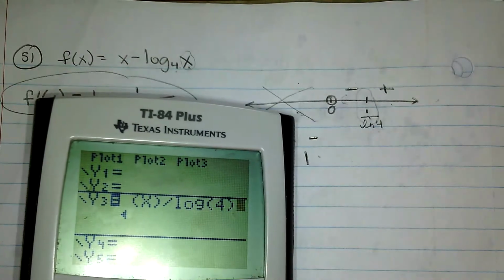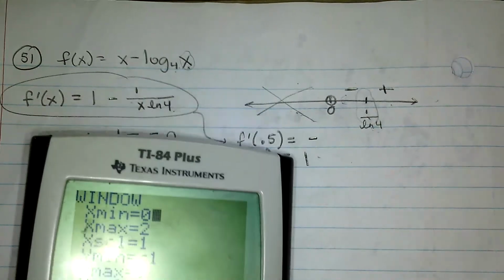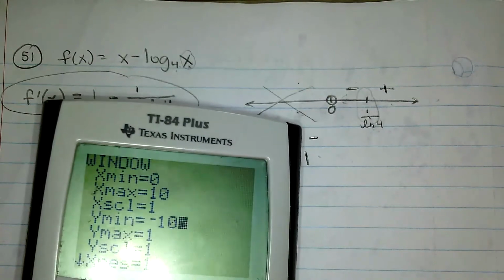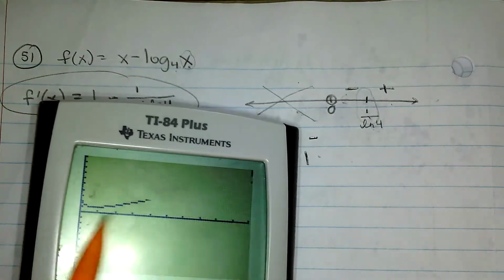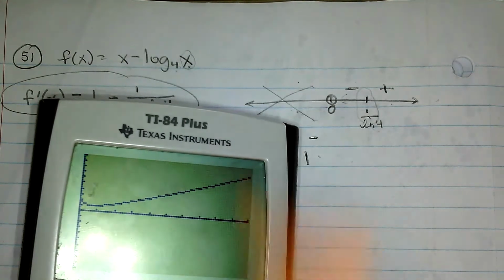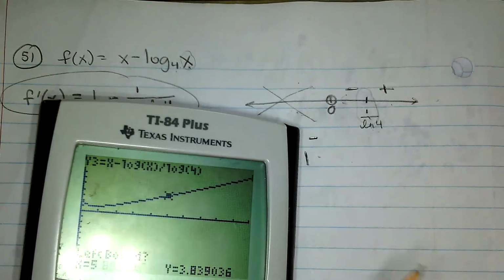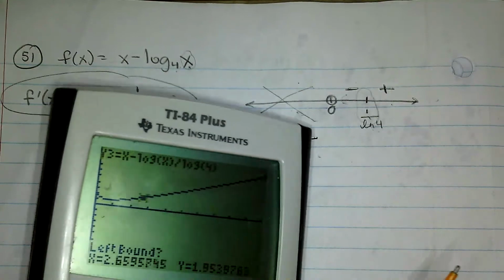And then zoom, let's check our window, 0 to 10 we'll say, and negative 10 to 10 just because I'm not sure what's going to happen. Okay, so there's a little dip early on, and there we have the relative extrema. If I do second trace and find that relative minimum, it also looks like it happens to be the absolute minimum, but that's not what we're being asked about.